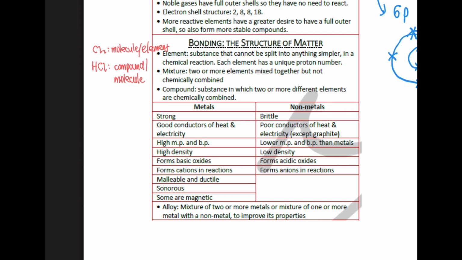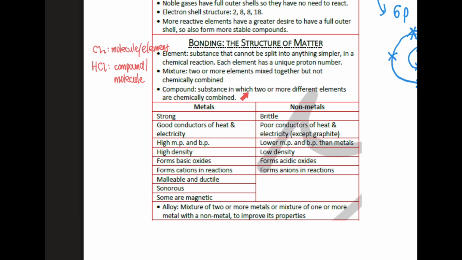Okay, so now let's see. Mixtures: two or more elements mixed together but not chemically combined. That means they don't form a chemical bond between the two elements. An example of a mixture is when you put sand into water. The sand is mixed with water, but they don't have any chemical reaction. They just mix physically only, so we call it a mixture. If there are mixtures, basically we can separate them by filtration.